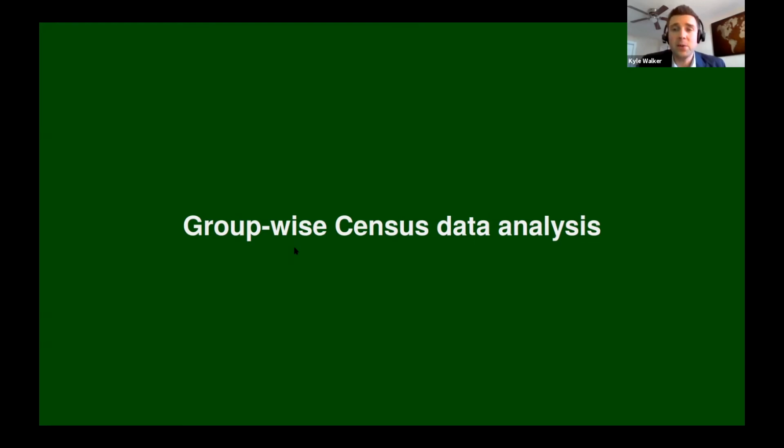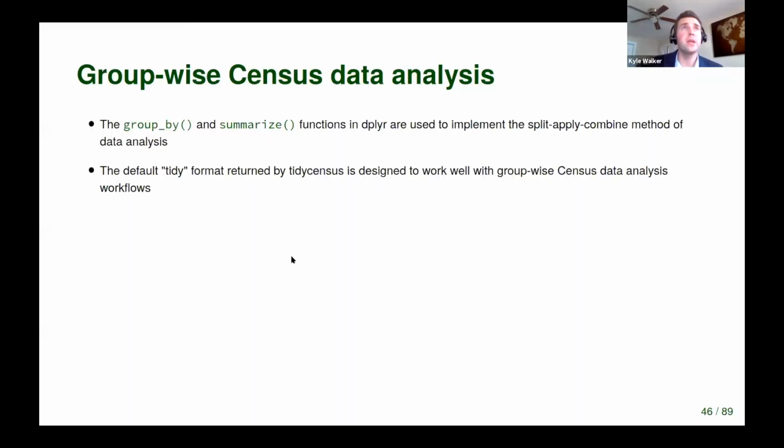And being able to say, okay, for every salient group in my data set, give me back information about it. That's something that in census data workflows is very commonly used. And I think Tidycensus sets up pretty well with the tidyverse to allow us to do this. Your workhorse functions here to implement the split-apply-combine model of data analysis are going to be group by and summarize.